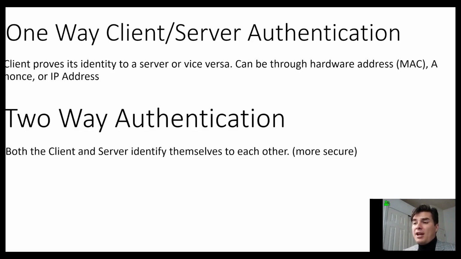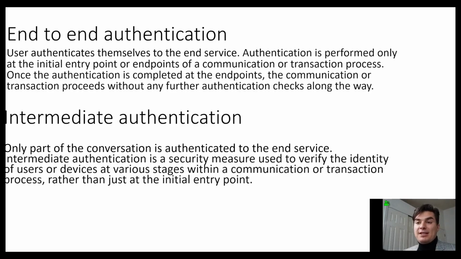With one-way client or server authentication, one side is proving their identity to the other service. With two-way authentication, both the client and the server are identifying themselves to each other, and that's more secure. Now, they can do this in different ways. There's end-to-end authentication. That's when, at the initial entry point of communications, they verify that they are who they say they are, and there are no more checks. With intermediate authentication, not only do they check the initial entry point, but there are multiple different stages within the communication where they verify who they say they are, so intermediate authentication is a little bit stronger.